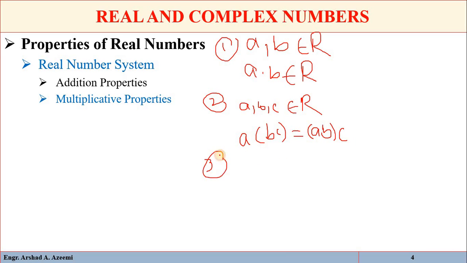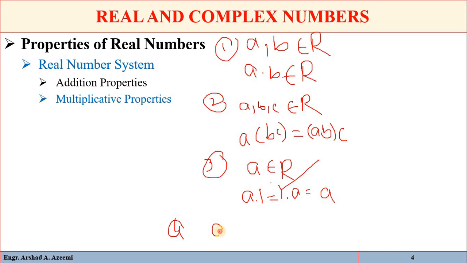Then we have the multiplicative identity. For example, if we have a real number a, and 1 is multiplied with that number, or a is multiplied with 1, again it will be equal to itself. So this one is called the multiplicative identity of any real number. Then we have the multiplicative inverse.